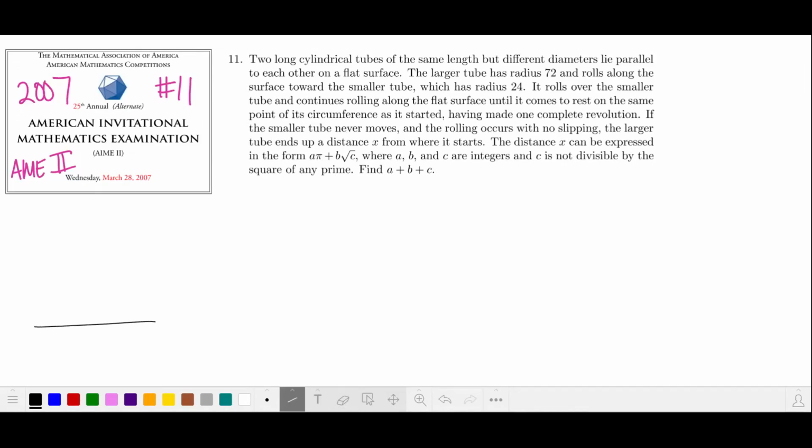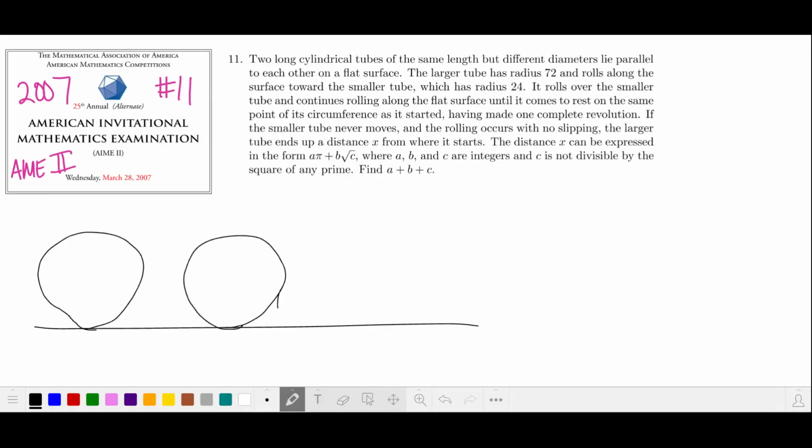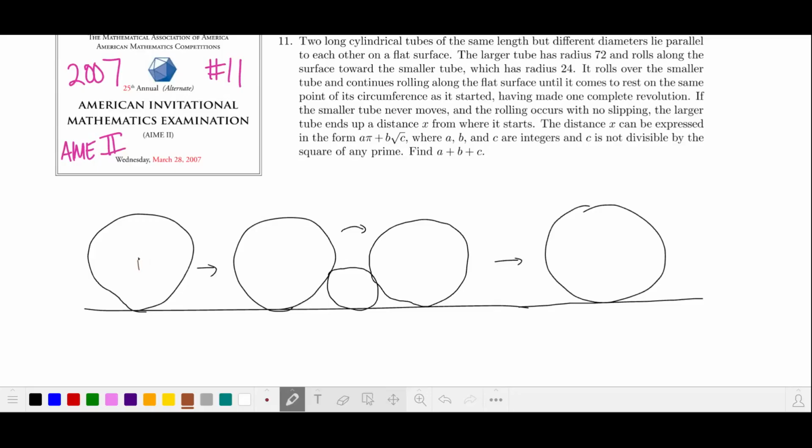We'll look at these tubes edge on so that they appear as circles. Here's our larger tube, and it'll roll along until it reaches the smaller tube. It'll roll over it until it reaches the other side, and then it will keep rolling. I'll draw these radii to the point where it's tangent to the surface. So this distance from start to finish is x.